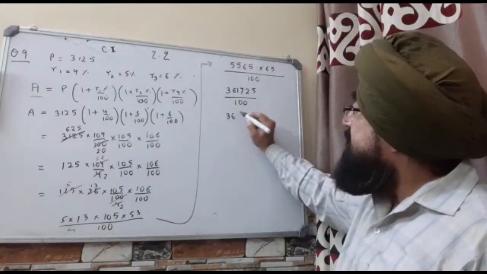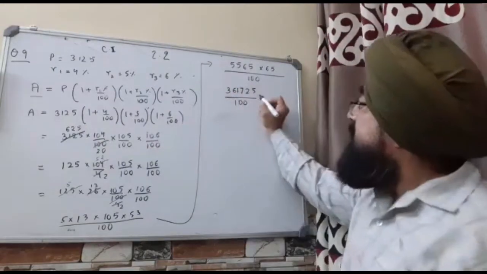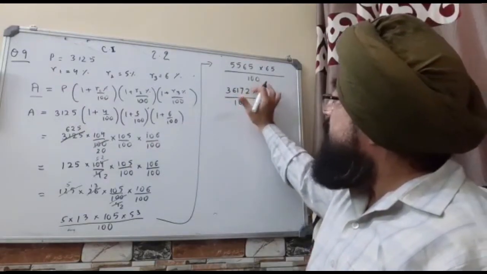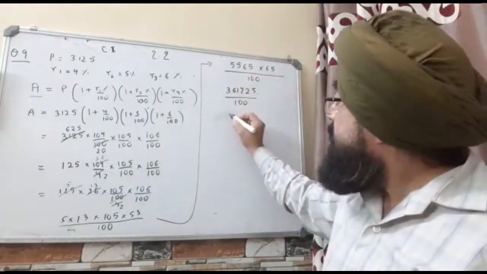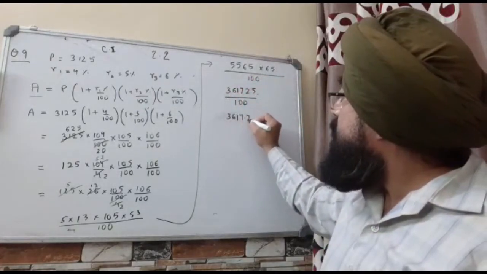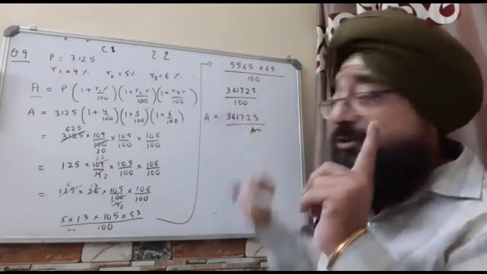So 36. See now why I have done this, because now division by 100 is so easy. Here the decimal is here, so the decimal will only jump by 2 places backward, and I don't have to divide anything. So it becomes 3617.25, and this becomes your answer. But mind you, this is your amount, this is not your answer.